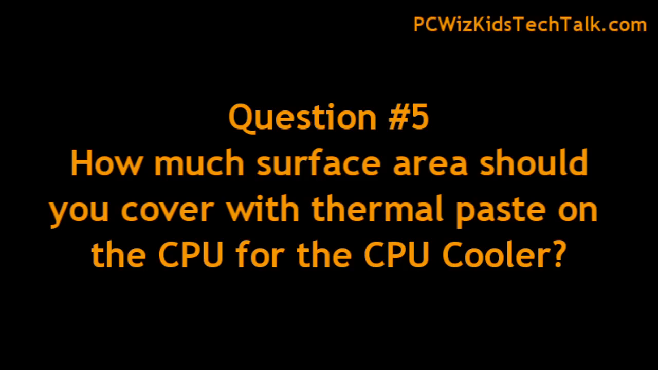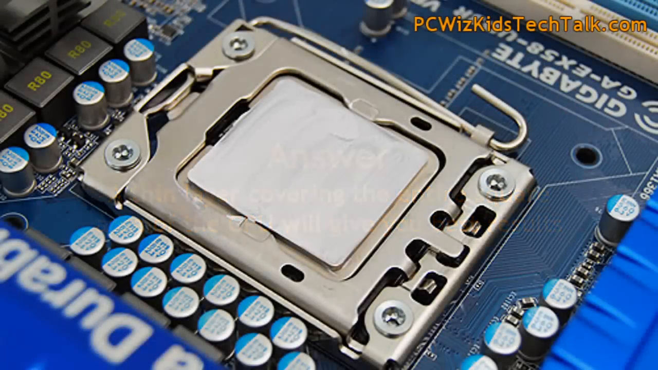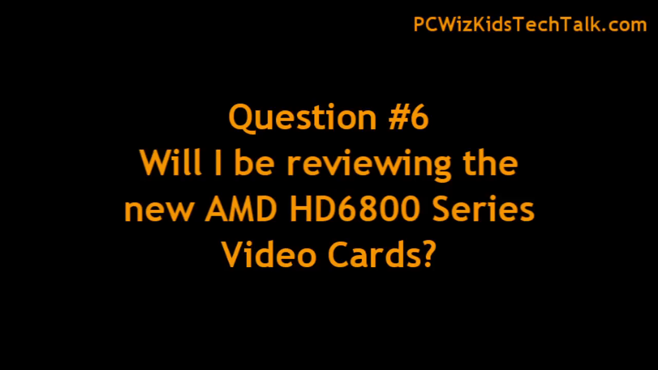Another question I've been getting is about surface area. When you apply thermal paste, how much? Just a pea size? Well, I found out that if you apply a very, very thin layer all around the entire square area of the CPU, I get the best results, okay? So make sure you do that.